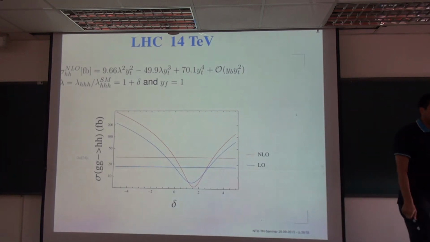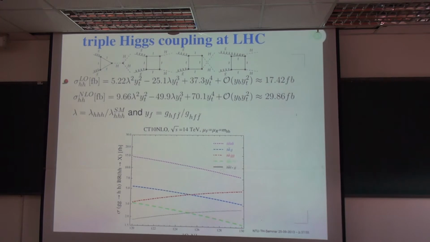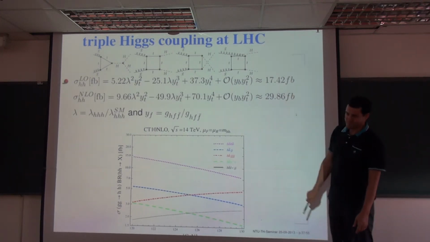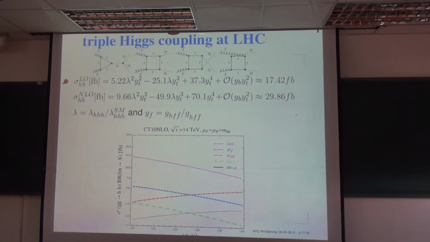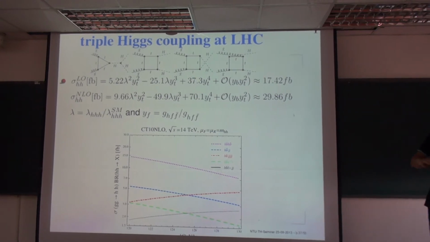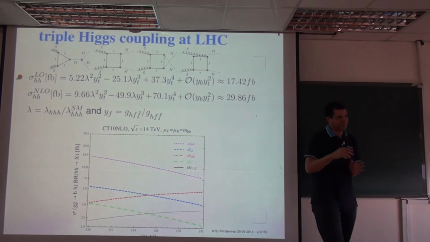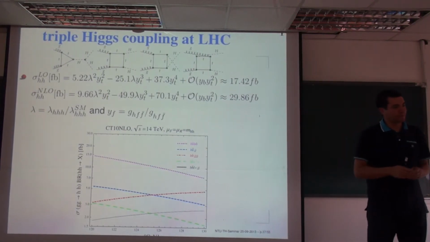It's almost 30. On the previous slide, I wrote this is 30 and this is 18. I remember it's 40 to 50. It depends on the scale, because there is the normalization scale. So there is up to 30% uncertainty on those numbers. When I said 30 femtobarn, you have to include some 30% uncertainty from the PDF, from the normalization scale. There are a lot of parameters that enter that.